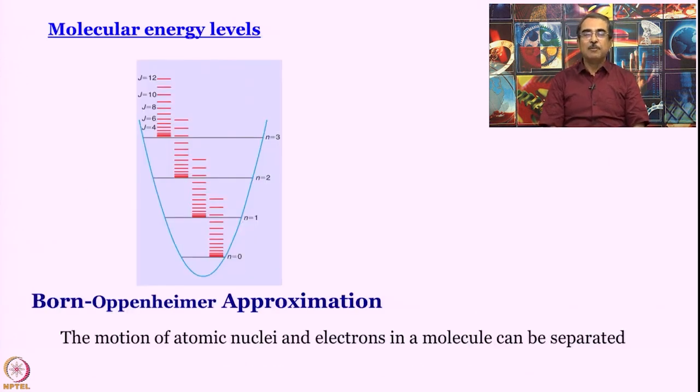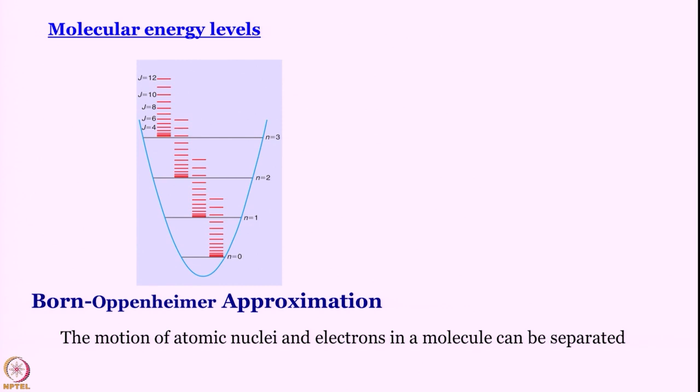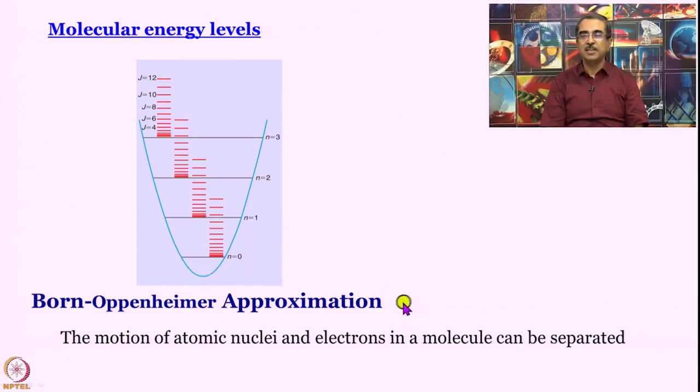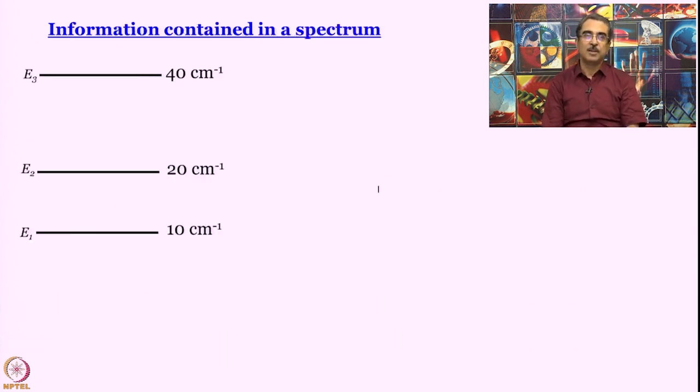And the reason why we can do it, why we can explore different regions, is that there are so many different kinds of molecular energy levels. You have electronic levels, vibrational levels, rotational levels. But the Born-Oppenheimer approximation that we encountered earlier tells us essentially that these different kinds of energies can be handled one at a time. Atomic motion of nuclei and motion of electrons can be separated. That is what the Born-Oppenheimer approximation says in very, very simple terms. We have encountered this earlier also.